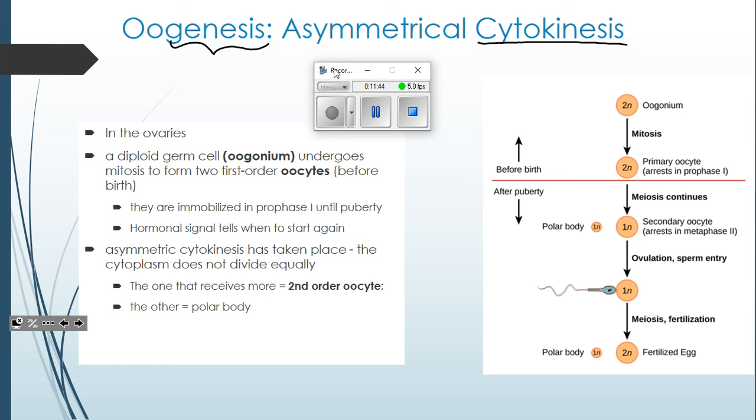Now, oogenesis happens in the ovaries. Those are female reproductive structures. You will eventually have to identify ovaries on a picture, but not at this point in time. We always start with a diploid germ cell.